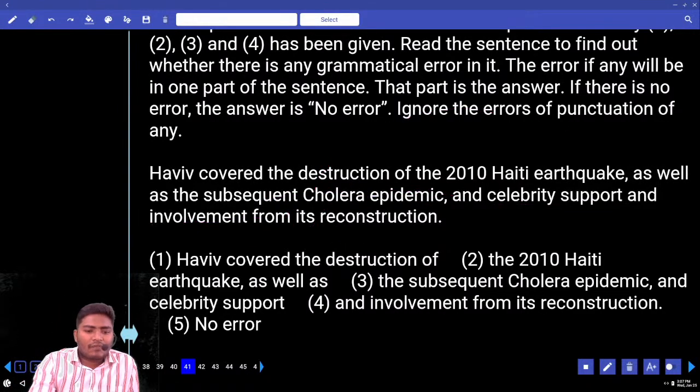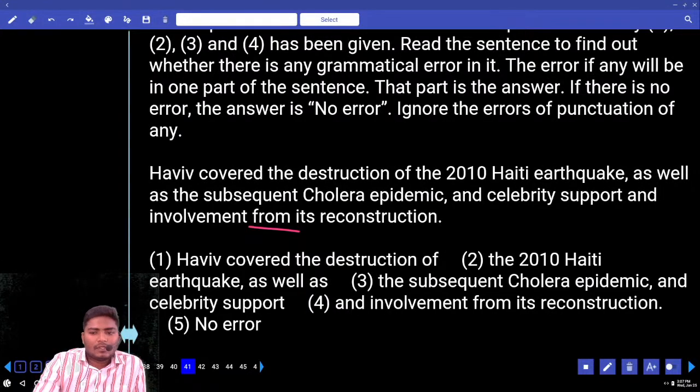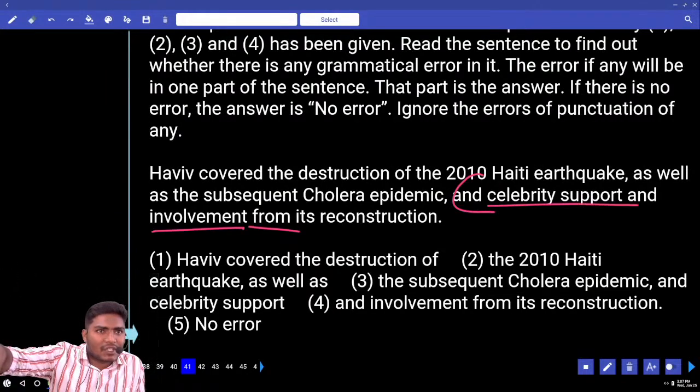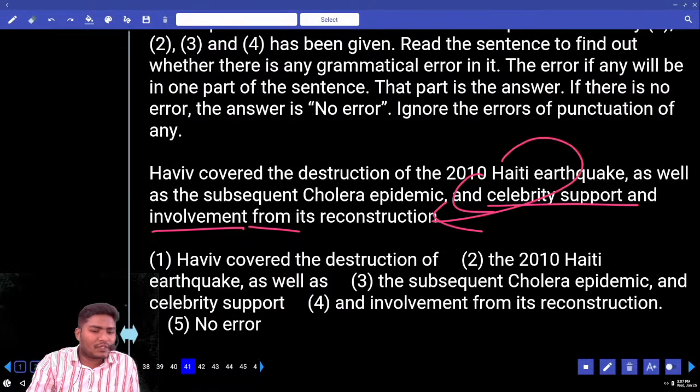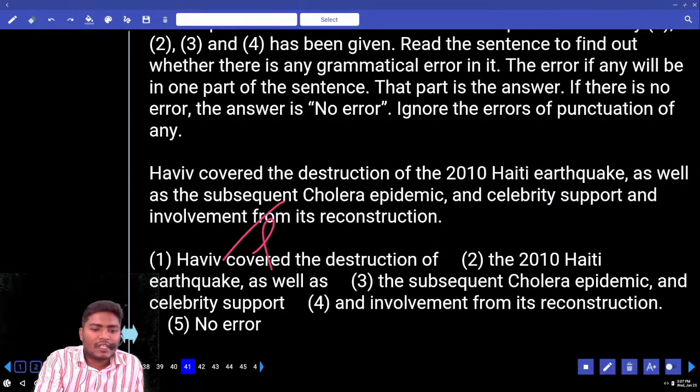Now the preposition, if you look here, the preposition is given as from. What does it mean by from? Where do we use from? Celebrity support and involvement from its reconstruction. Which preposition can you use? For its reconstruction. He covered the celebrity support for its reconstruction. It refers to this city's reconstruction, this country's reconstruction. So it is not from, it must be used with for.